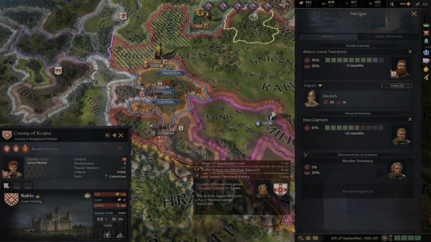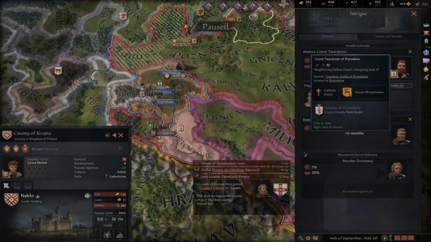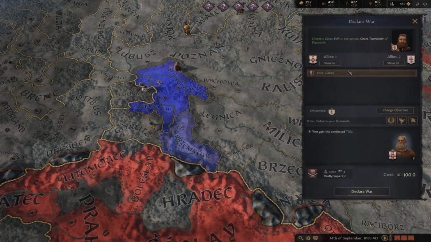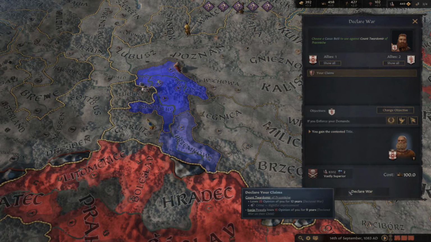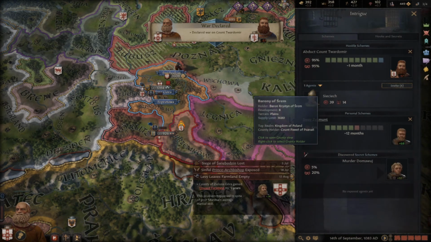Declaring war on a ruler just before a successful scheme completes results in said ruler's imprisonment, thus giving an instant 100% war score. Take a look at a clip from my testing of a passive playthrough. You can see the ruler wasn't even able to raise his troops before I enforced my demands.